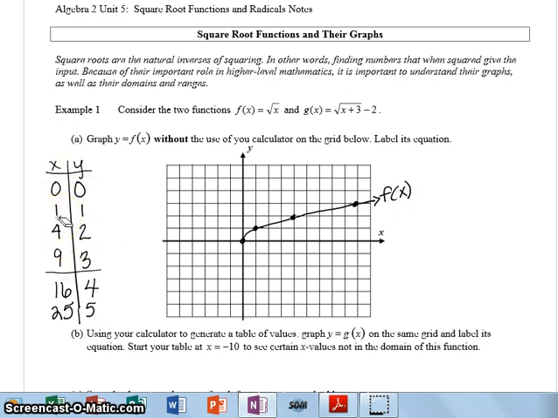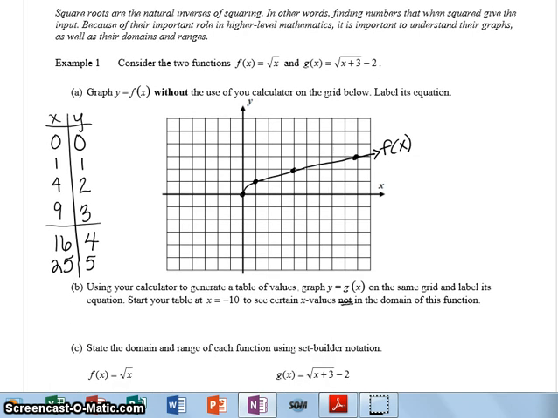We did. Using your calculator to generate a table of values, graph the g function on the same grid and label its equation. Start your tables at -10 to see certain x values not in the domain of this function. Okay? So if you were to put this in your graphing calculator, if you were to start your table way back in the negatives, you're not going to see them. It's going to say error. Okay, why? Because the square root of a negative number doesn't exist yet for us.